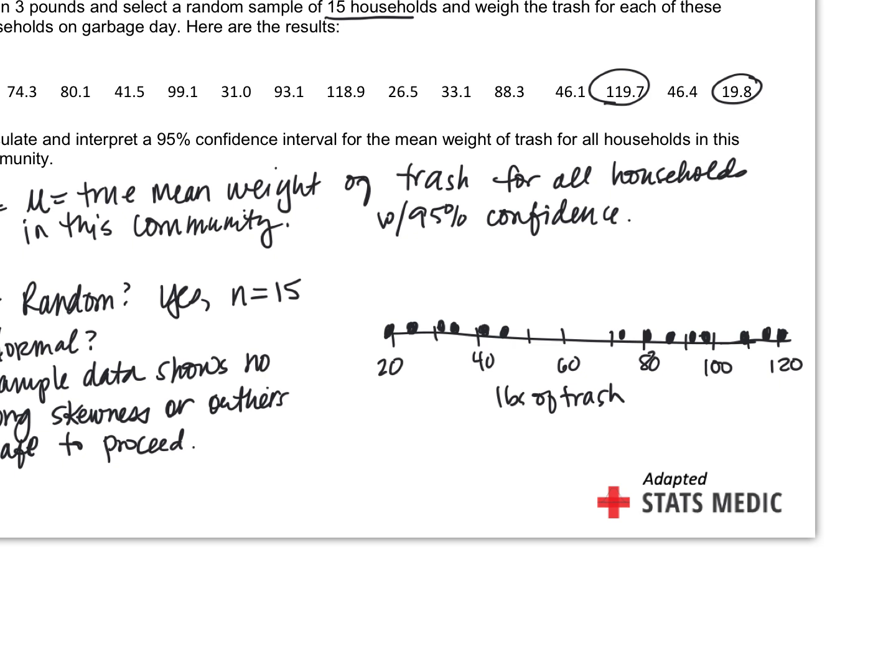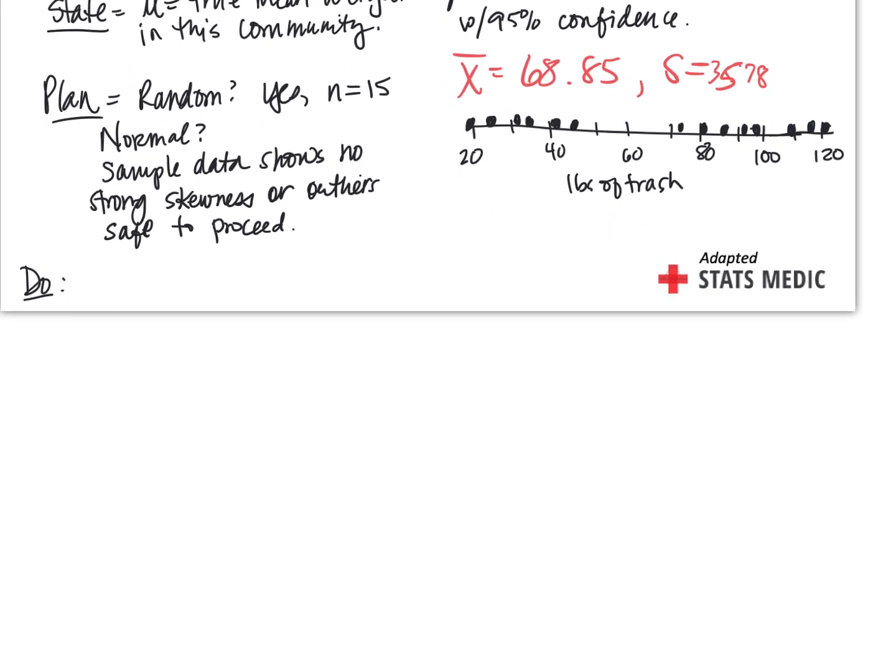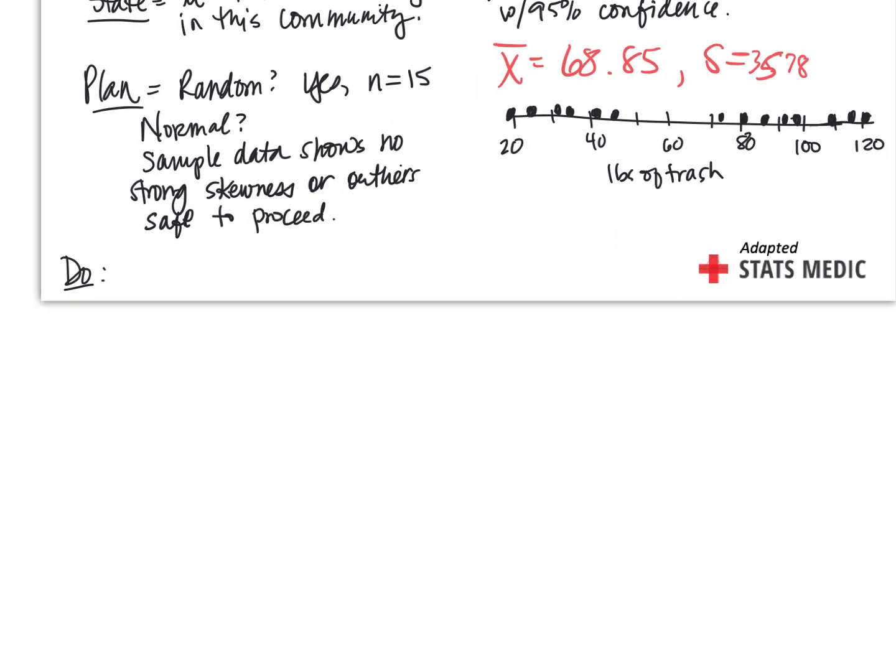Now, X bar is what I want. So I'm going to write this down. X bar is 68.85. And then I need S. My standard deviation is the S value, not the sigma, but the S. So 35.78. I'm going to use those values to plug into my equation. So what do I have? 68.85 plus or minus something times t star.